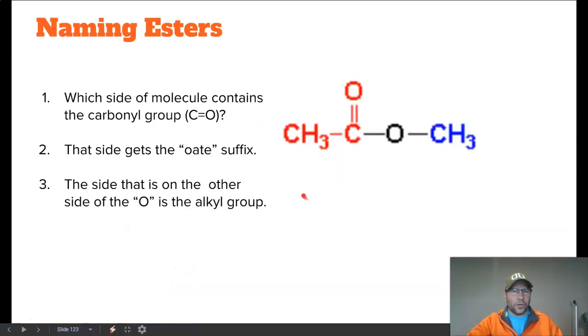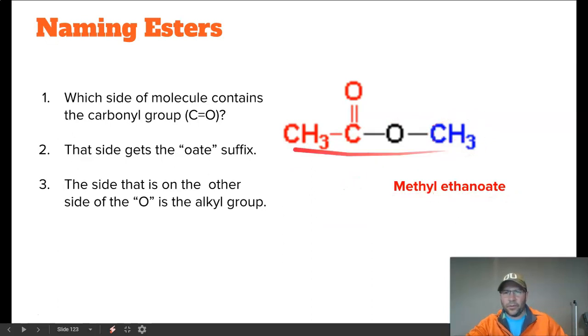So what do you do when you name esters? What you want to look at is which side of the molecule contains the carbonyl group. So is it this side or is it this side? It's this side right here, okay? And that side gets what we call the oate suffix. So notice there are 2 carbons on this side. The side that is on the other side of the O is called the alkyl group. So we're going to name this accordingly. We're going to name the alkyl group first, and then we're going to name that right there. So this is just called methyl, and then ethanoate, because it's got the whole ester thing there.